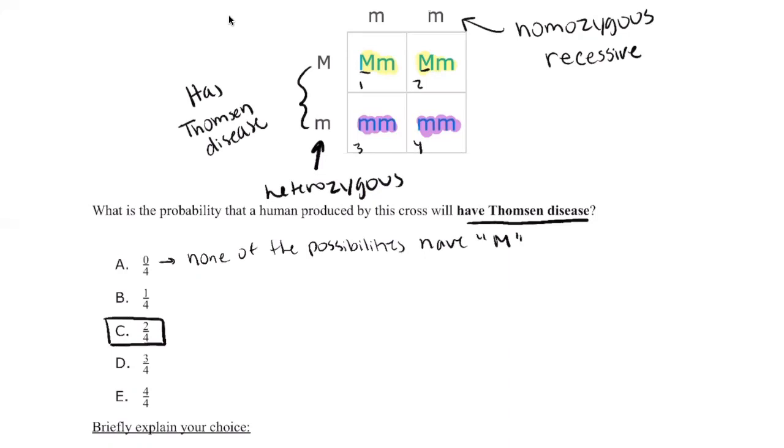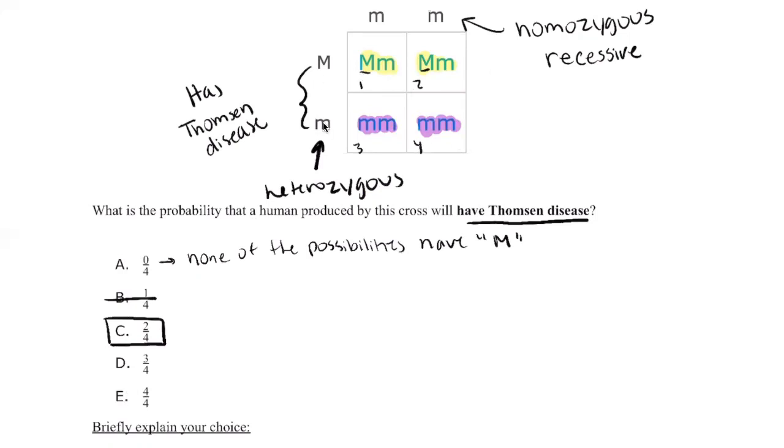This is also not true for B, that just one of them does. We can see it right here. One of them has the capital M, lowercase m, and the other has it as well. 3 out of 4, no, that's not true either. There's not 3 out of 4 that have a capital M. And 4 out of 4, no, we don't have every single square with a capital M.